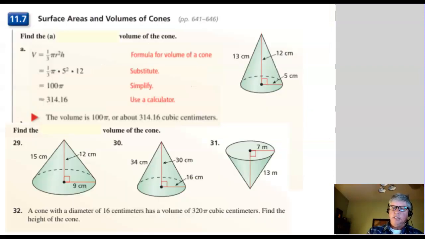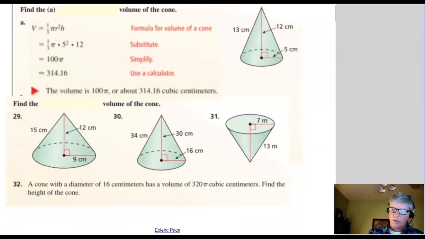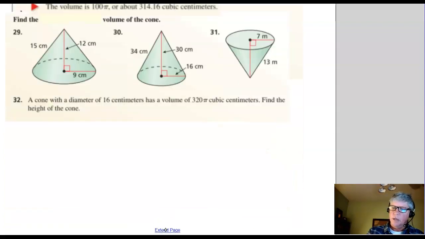All right, it says surface areas. Don't worry about surface areas. We're just doing volumes of cones. So I tried to make that all legit for you. So let's try 30. Let's try 30. 30 gives you, well, it's a volume of cones.